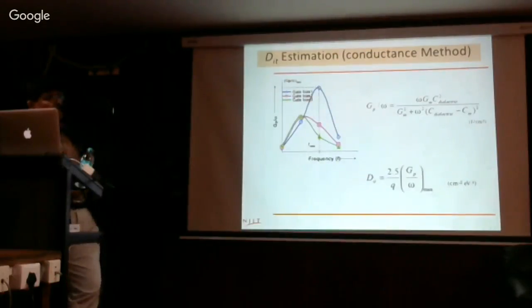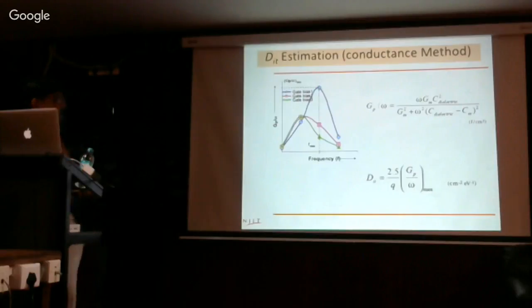Another method is the conductance method, as I mentioned. If you measure the same device conductance as a function of frequency, then you have a peak for different gate biases. Whatever the highest peak, from there you can also measure the interface state density. This is G over omega, the conductance over the omega, and that will actually give this. This is the expression for these constants.